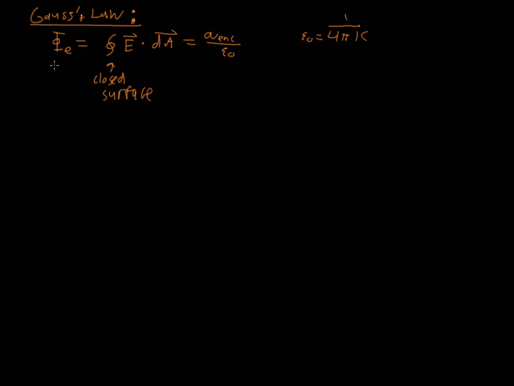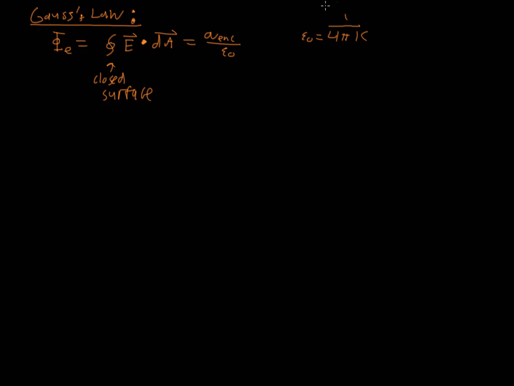So I should say the net electric flux due to Q enclosed in that closed surface is equal to the electric field produced over each part of its surface, dot product with dA, which is the infinitesimal area vector, and I'll show how this equation works. That is equal to the Q enclosed over epsilon naught.